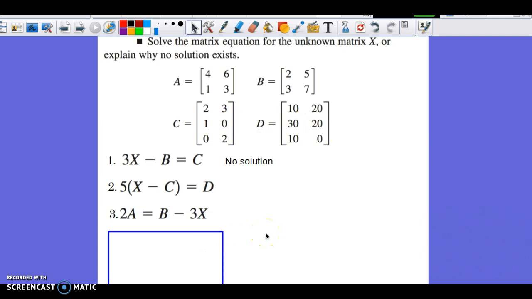Here's one more. Think about how you would solve this. What would you do? Get a plan in your head first. If you want to get x by itself, you're going to do 2a minus b divided by negative 3. So let's ask ourselves, can we do 2 times a? Sure, I can take 2 times all of these. That's easy. Can I subtract b from it? Sure, they're the same dimension. And then can you divide everything by negative 3? Yes. So try to do those.